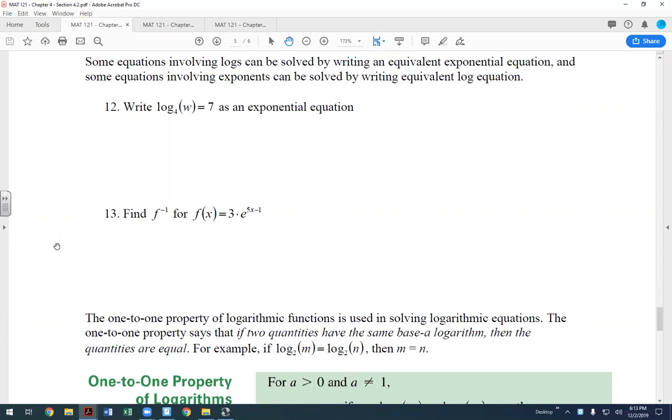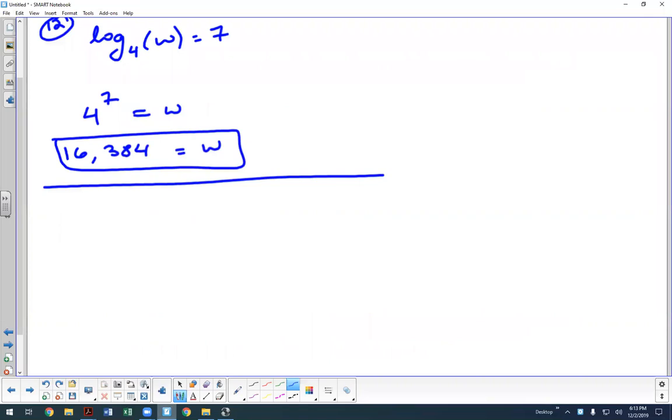Okay, so now you can see for the next one, they are asking us to find the inverse for this function, f of x equals 3 times e to the power of 5x minus 1. Now this one's actually going to be a little bit interesting, the way we solve it, because when they're asking us to find the inverse, that means we're trying to find its logarithmic equivalent. So the easiest way actually to convert this and find its inverse is going to be our switch and solve method that we had seen back in section 2.5.